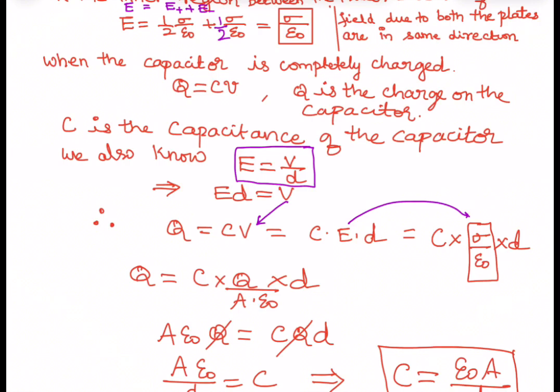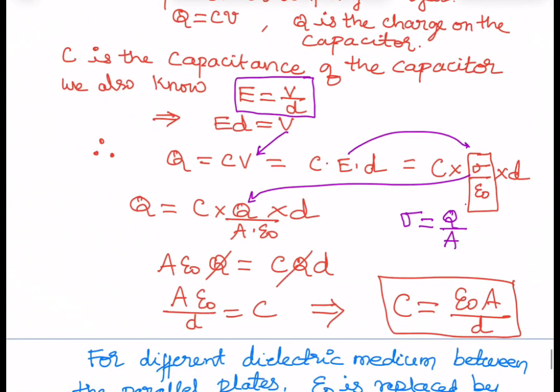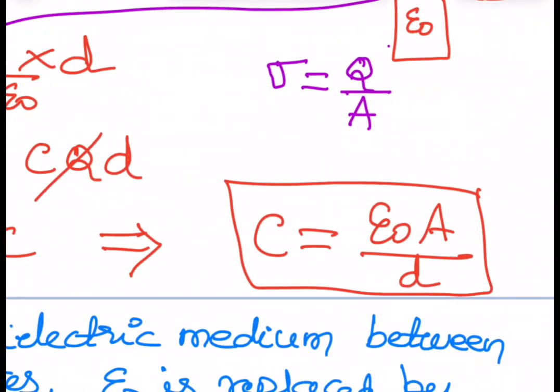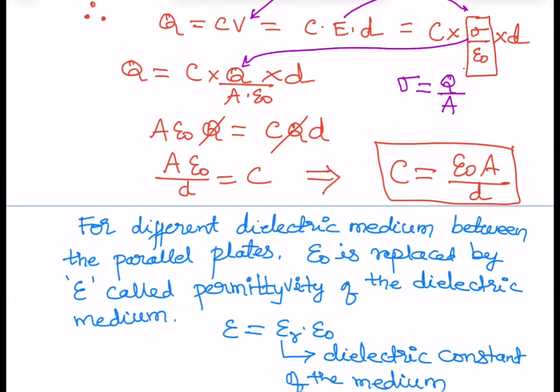Now you can replace that. The surface charge density is nothing but the charge divided by the area of the plate. So sigma is replaced by Q by A. Now Q gets cancelled and cross multiplied, and A into epsilon naught is equal to C into D. And finally, you arrive at the expression C is equal to epsilon naught A by D.